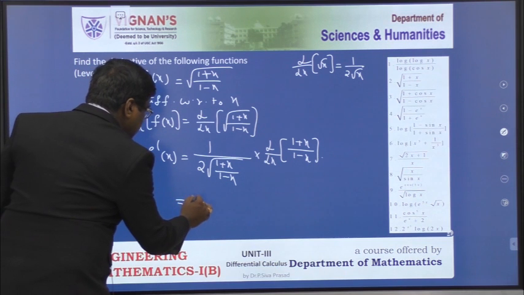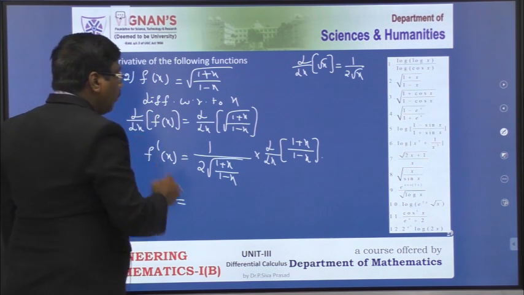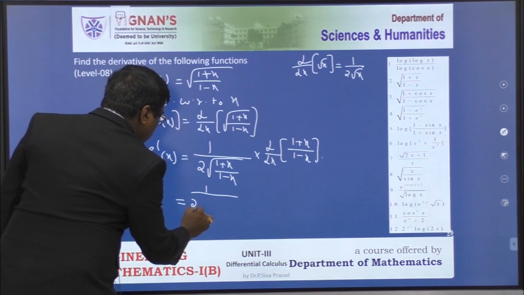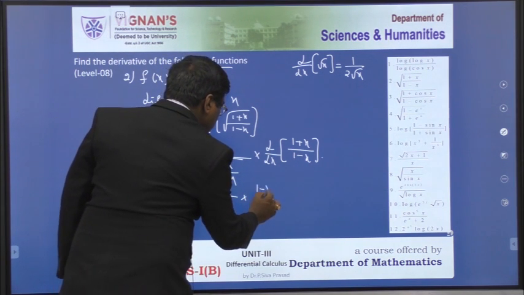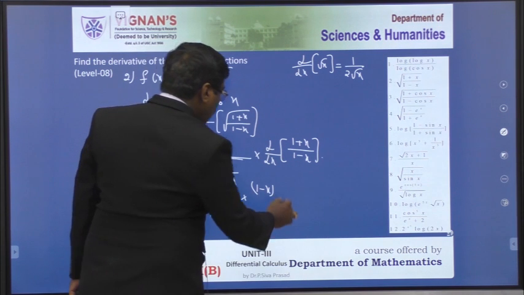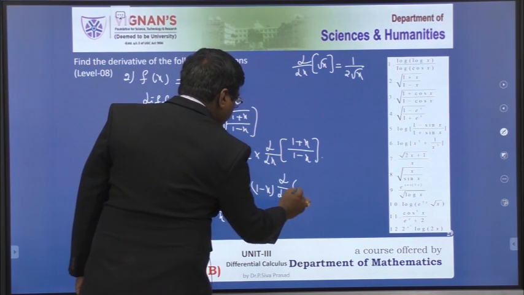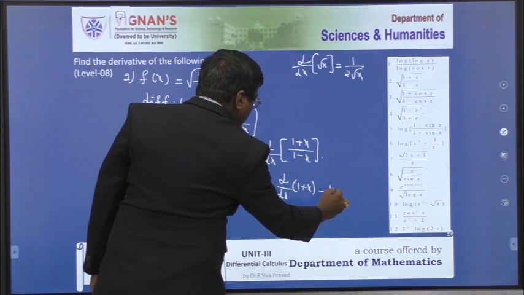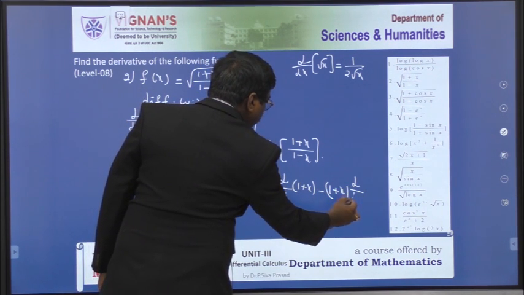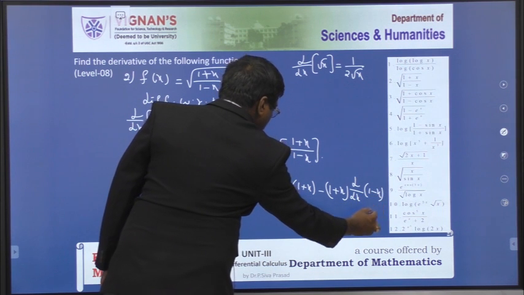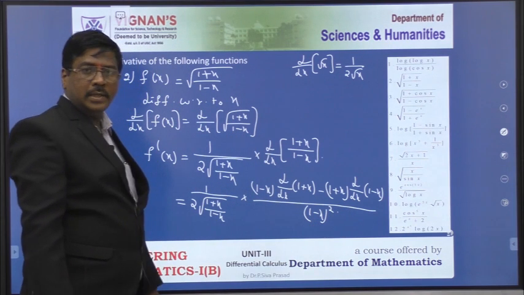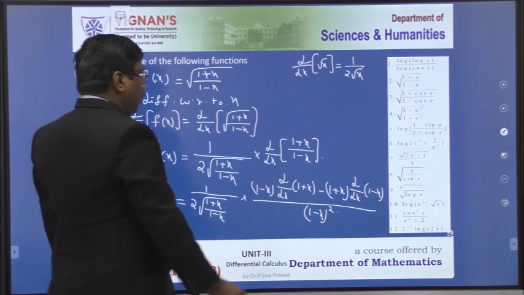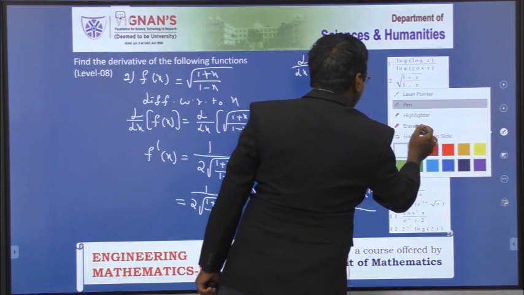Then how can I write this: 1 by 2 into root of (1 plus x) by (1 minus x), into, the u by v formula I have to apply here. So (1 minus x) into d by dx of (1 plus x), minus (1 plus x) into d by dx of (1 minus x), by (1 minus x) whole square. Now this is for the simplification.